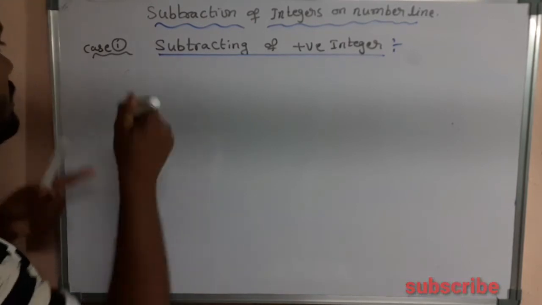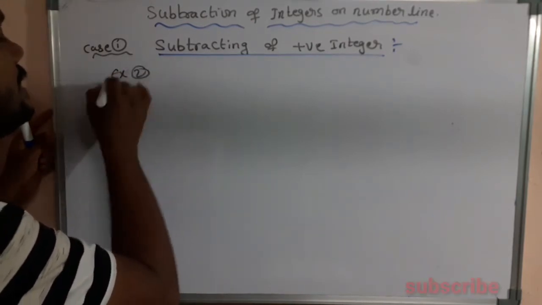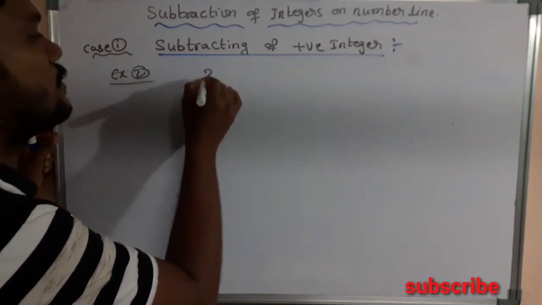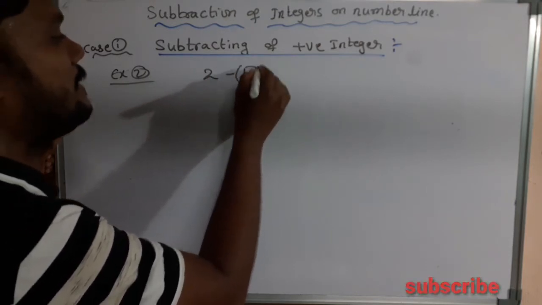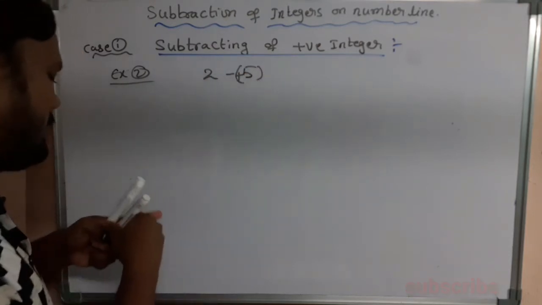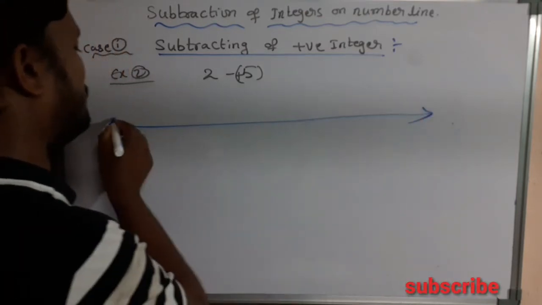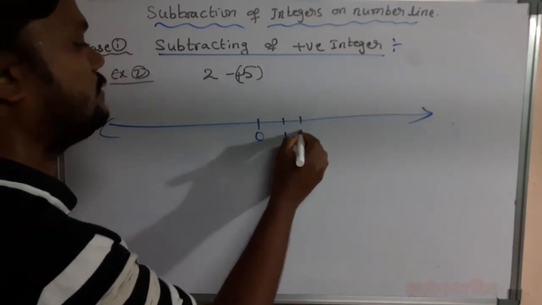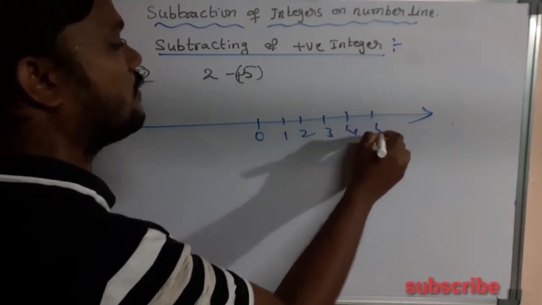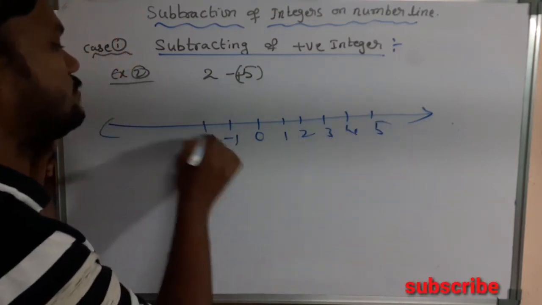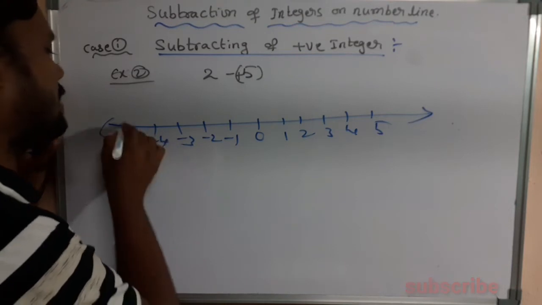Example 2 is 2 minus of plus 5. From 2 we need to subtract positive 5. So let us draw the number line: 0, 1, 2, 3, 4, 5, and minus 1, minus 2, minus 3, minus 4, and minus 5.